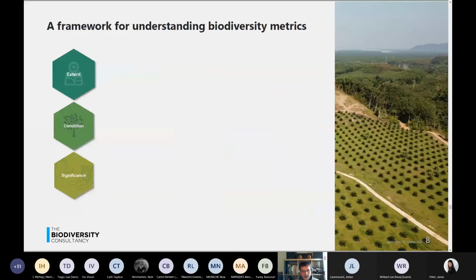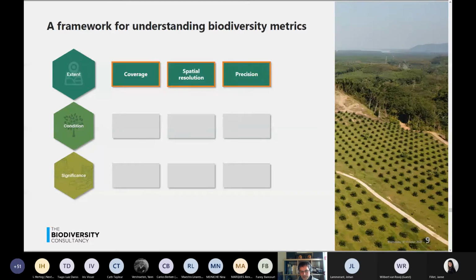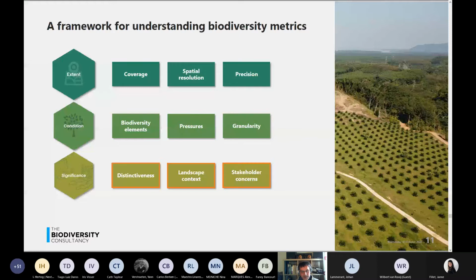And so a very useful framework is the same one that's used by the Biodiversity Impact Metric that Cath mentioned, which is to look at extent, condition, and significance. It's a framework which underpins, for example, national biodiversity metrics in the UK or in Australia. It is used in systematic conservation planning. And so you can think for each of those, what is this metric telling me and what are the elements it includes? So for extent, you can say, what is the coverage?